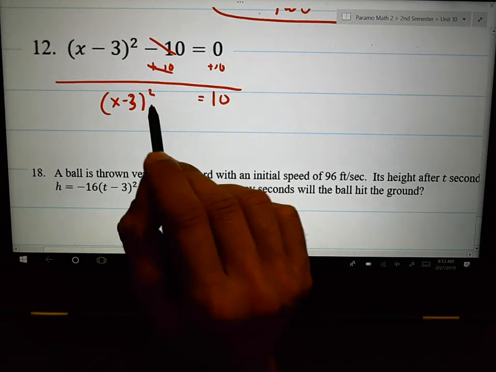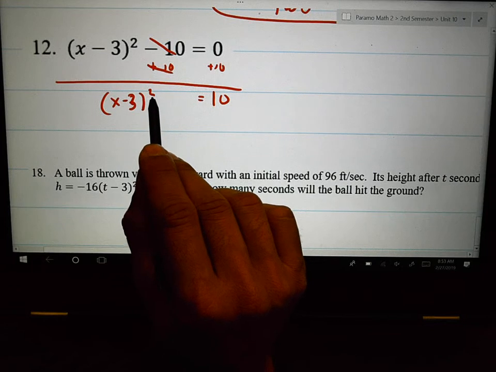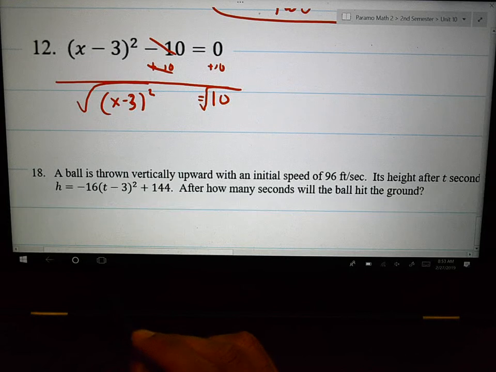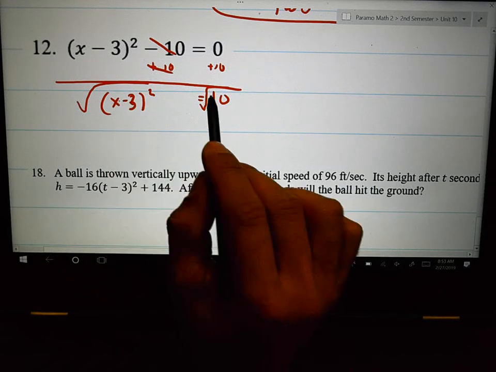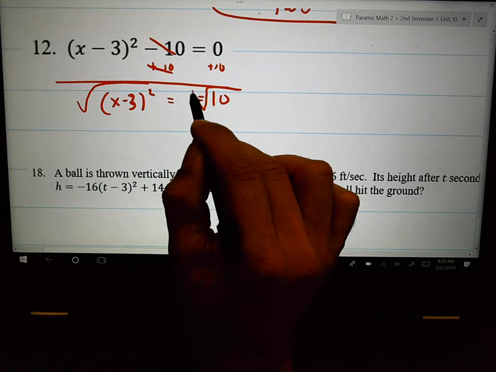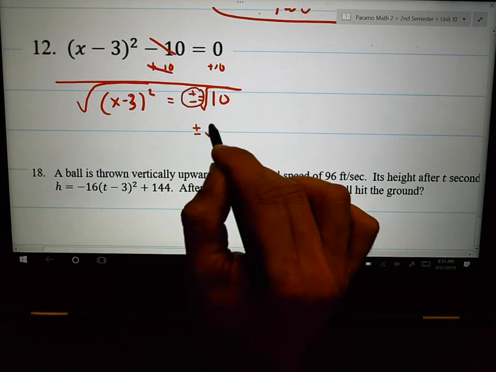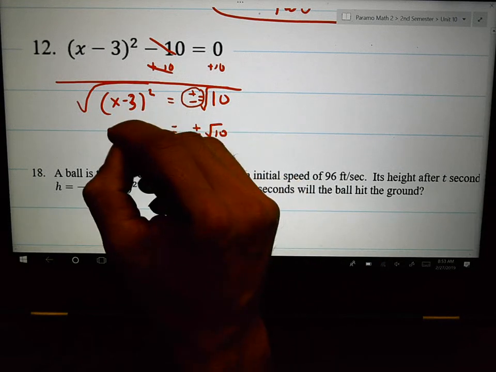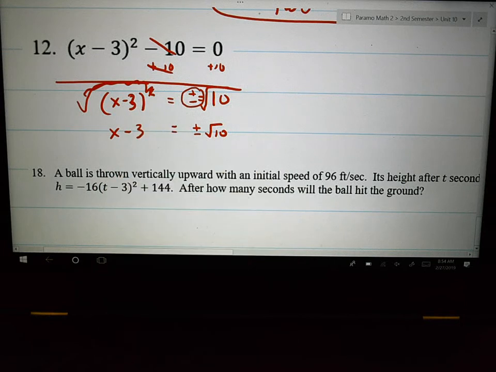You get rid of that little square just like you've been doing. The opposite of a square is a square root. But because you have a quantity squared, there are two possibilities, a positive possibility and a negative possibility. Don't forget that. That's the easy thing. Now there's no fraction here, which is nice. These two things sort of cancel each other out. You're left with x minus 3.